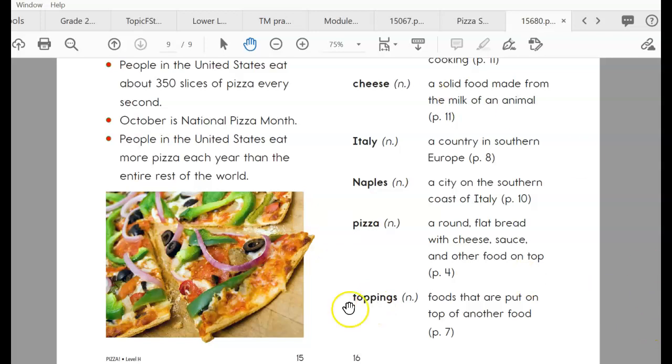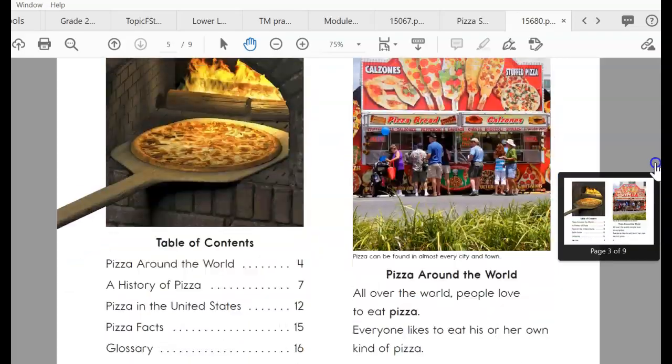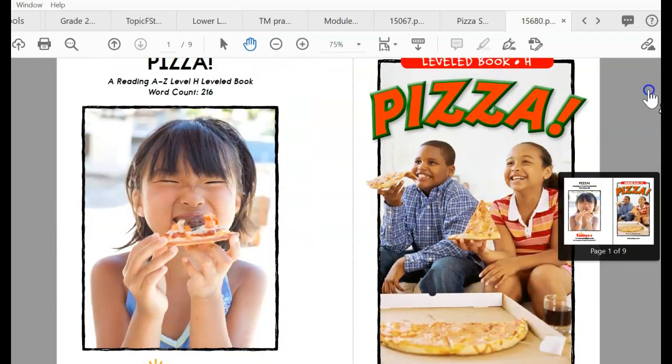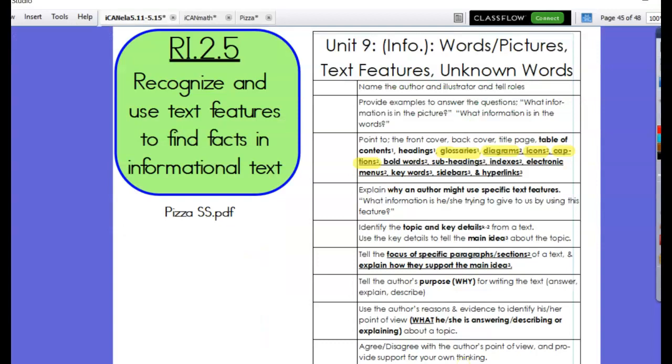Okay, so all of these text features help us to understand a lot more about our topic, which was pizza. And I'm not going to read the whole book. I just wanted to point out a few of those text features for us. So when we go back, we saw glossaries, we saw diagrams, icons. Those were the elephant and the school bus that they used. We saw a caption. That was what was telling us what was going on in the painting. We also saw a lot of those bold words, which we found in our glossary. Those go together.